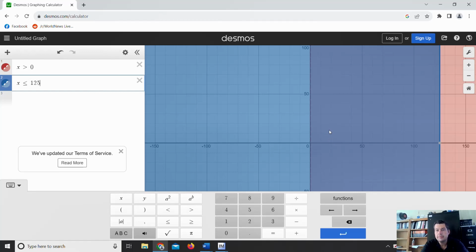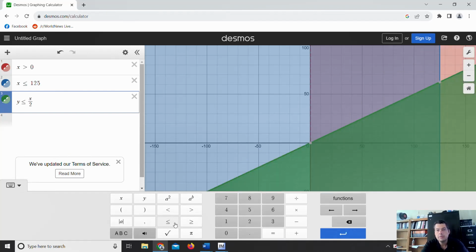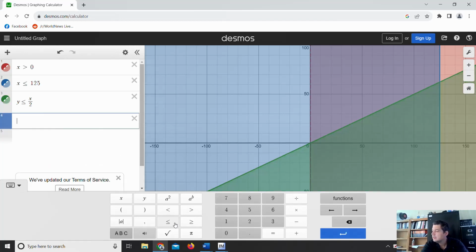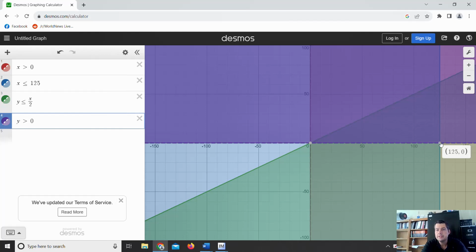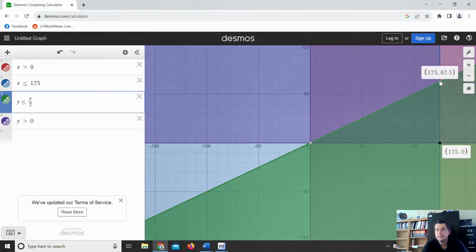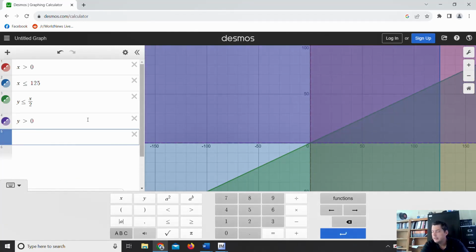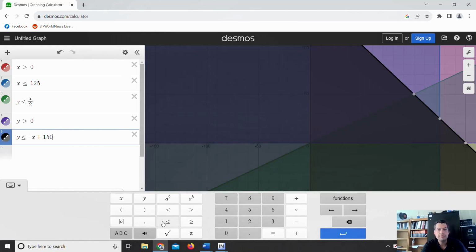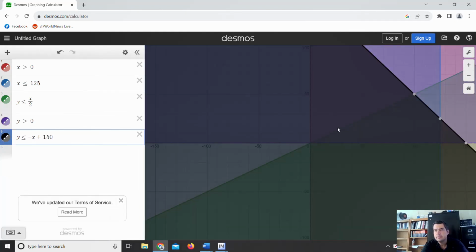Notice the double shaded area, the darker area. I had y less than or equal to x over 2. I'm starting to see that triangle. I had y greater than 0. And maybe you can start seeing this triangle here. There's a couple of points on it that are sticking out. There's one up here too. And what's the last one I have here? I have y less than or equal to negative x plus 150. Oh, they chose a dark color there. But there is that triangle. It's the same one I have.